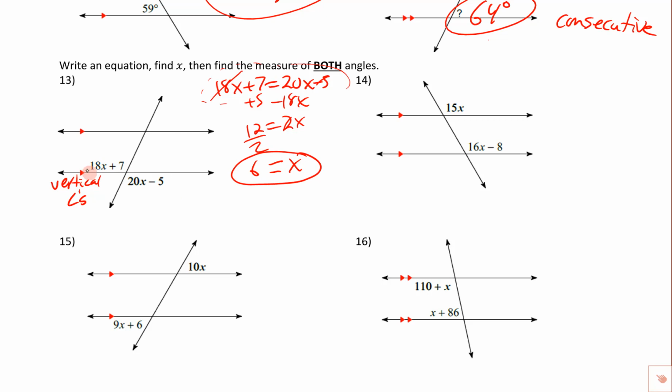And then we've got to plug this in over here. We've got to put a 6 right there. So this would be 18 times 6 plus 7. And we've got to put a 6 right here. So this is 20 times 6 minus 5. So let's see, that would be 120 minus 5. So that would be 115 degrees. Okay, so we think this one's 115, but remember, they should be exactly the same. So let's just check and see if this works out.